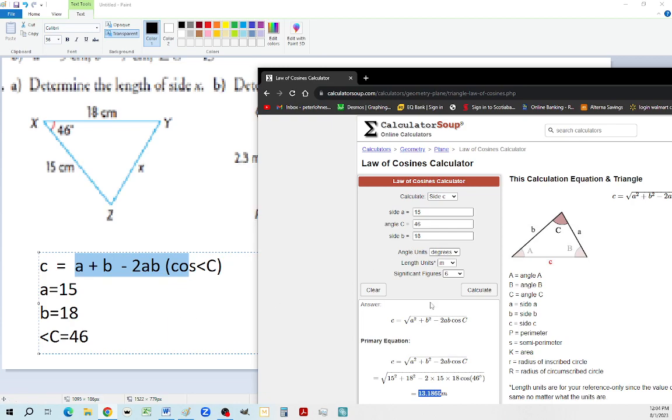Okay? Now, I'm showing you the formula that you should solve and fill out. But if ever you want to verify your answer, look up law of cosine calculator, calculator soup. Click on what you're looking for, and then it will let you fill in the relevant values, and then click calculate. Don't use it to get the answer, use it to verify the answer. Now all our sides are rounded to 1 digit, so the answer is probably 13.